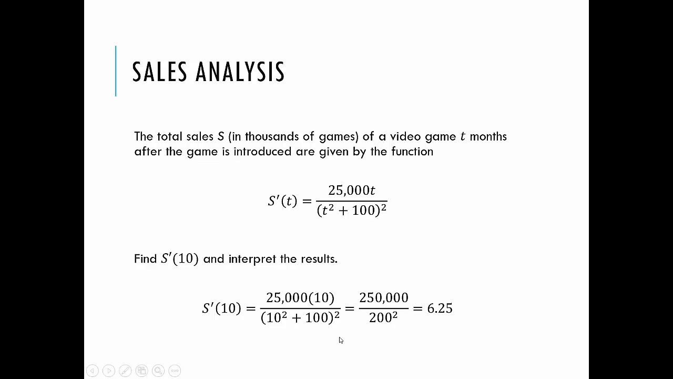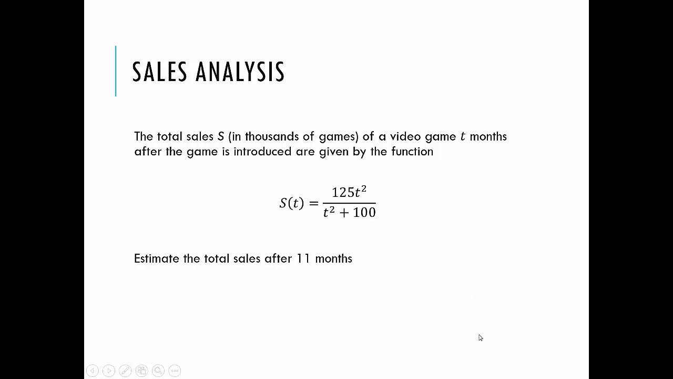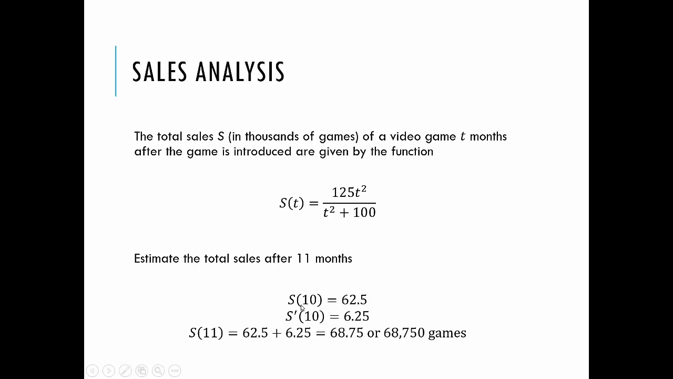Well, now we found the derivative, but plug in 10. And so this is our quotient rule that we found the derivative. We plug in 10. And remember what the derivative is. This is a rate. Because this is positive, this says sales are increasing at the rate of 6,250 games per month. So remember, your derivative is a rate. And you could use this to estimate the total sales after 11 months, because I know the sales after 10 and I know the rate that it's changing. So I could simply take the sales after 10 months and add the rate for one more month to get 68,750 games.